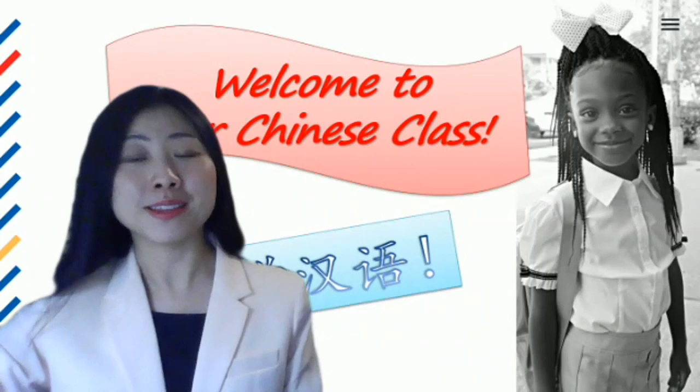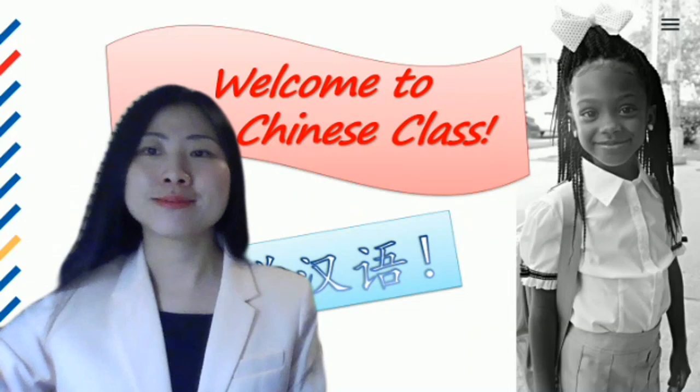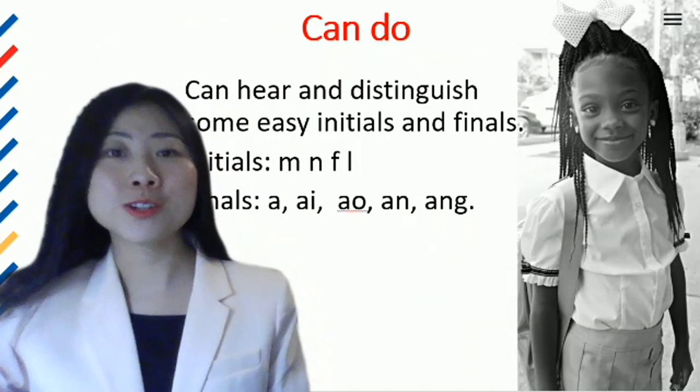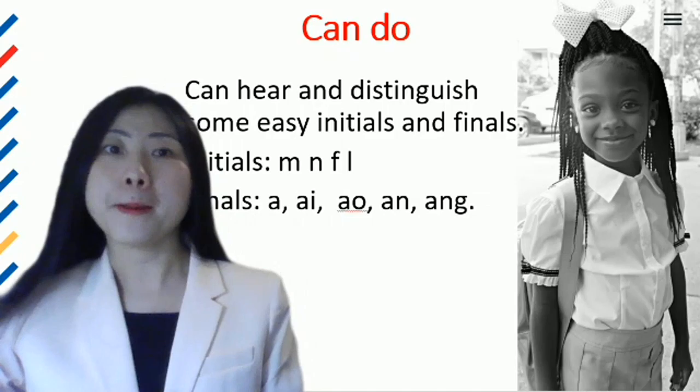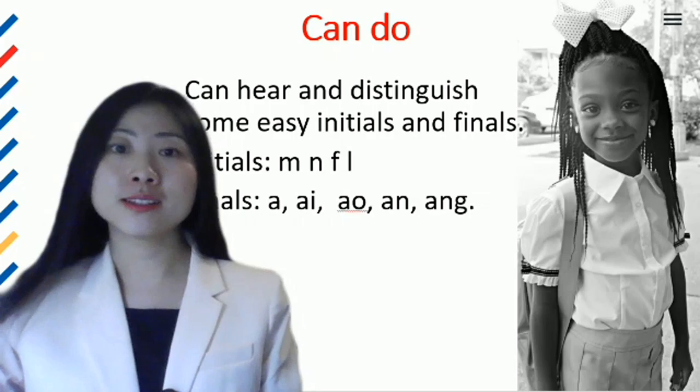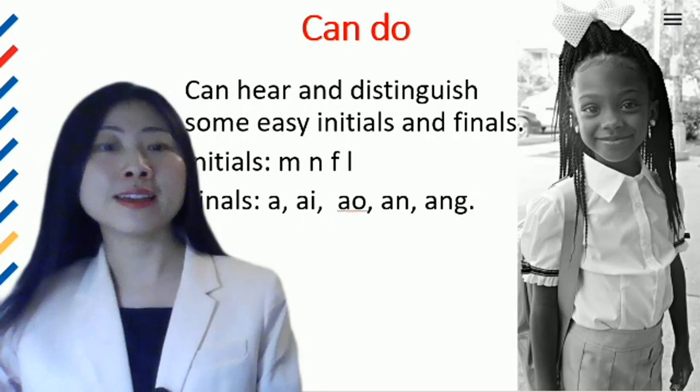This is the Chinese class for grade 1 and grade 2 students, and also for beginners in learning Chinese. Welcome. Today, we are going to go over Chinese pronunciation and the pinyin. You can hear and distinguish some initials and finals, such as m, n, f, l. Some finals, such as a, i, ao, an, ang.